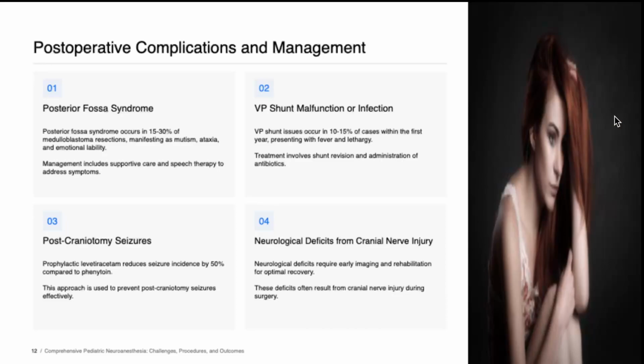The next issue, as I said, very, very common, VP shunt malfunction. It blocks or it becomes infected. And this happens about 10% a year in the first year. Post-craniotomy seizures, number 3, is something we need to be aware of, okay?